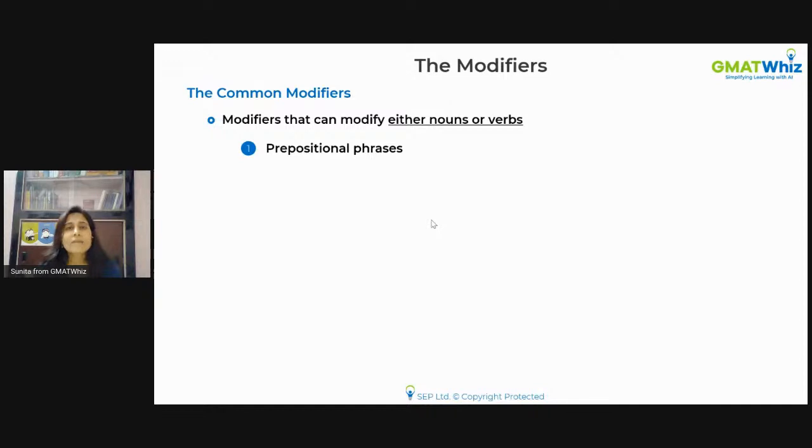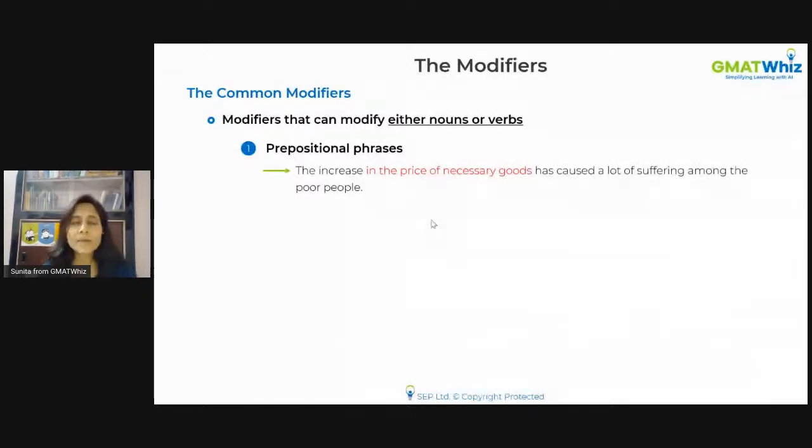Prepositional phrases are phrases which start with a preposition, okay? Let's look at an example. Increase in the price of necessary goods. Here, in the price of necessary goods is basically a prepositional phrase. It is placed next to the noun, the increase, and it is modifying this noun. So we already know that a noun modifier must modify the nearest noun. It must be placed as close as possible to the noun it modifies. So this prepositional phrase is placed next to increase and it is modifying increase.